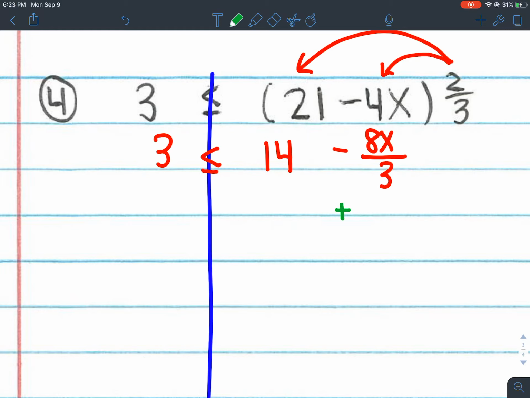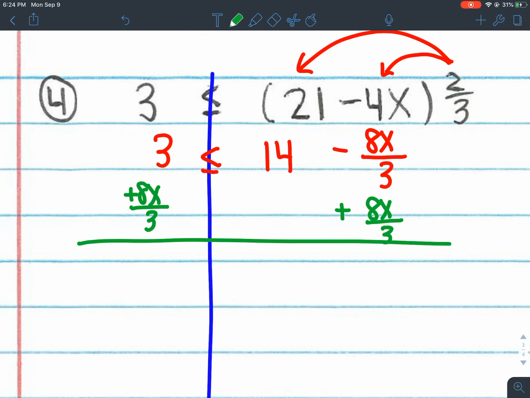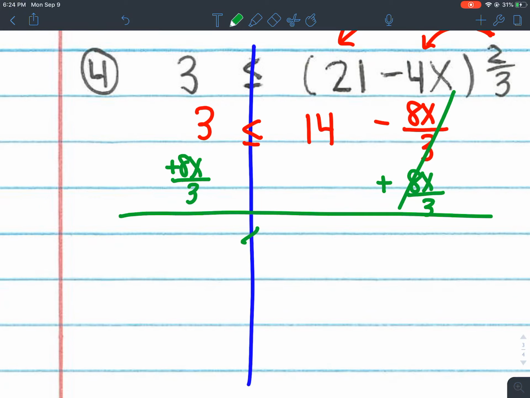So I'm going to go ahead and add 8x over 3 to both sides. But what do I notice? 8x over 3 and 3 are not like terms. So this is what's going to happen. These guys will cancel, and I'll have 14 left over here.